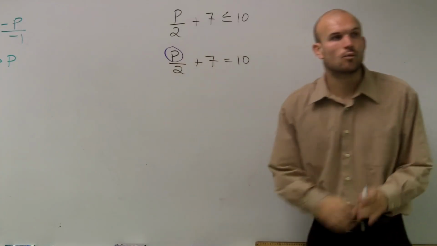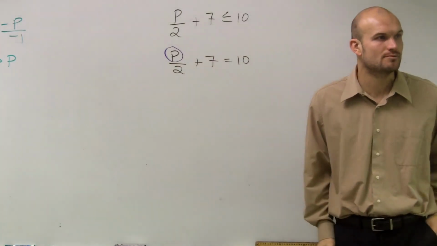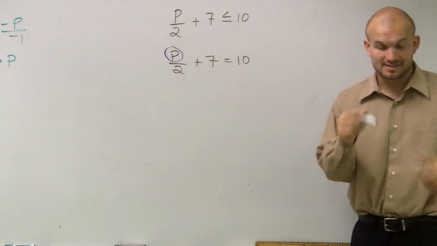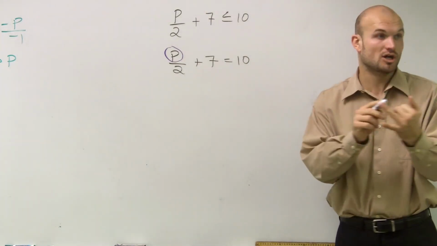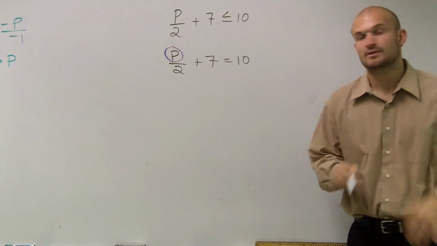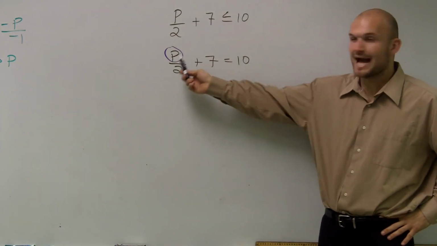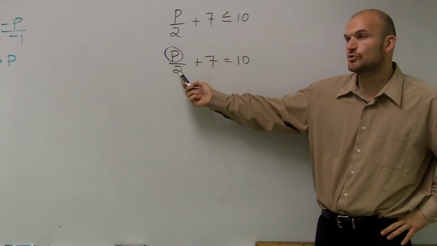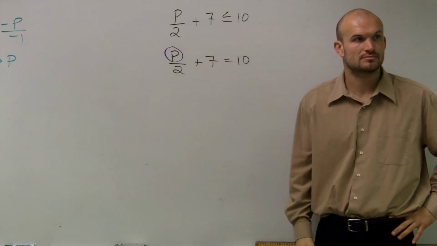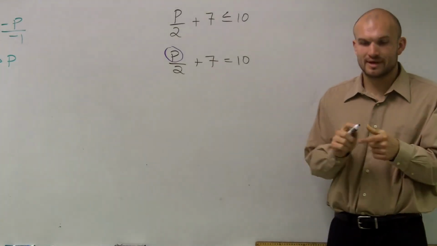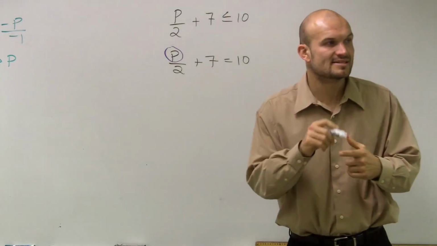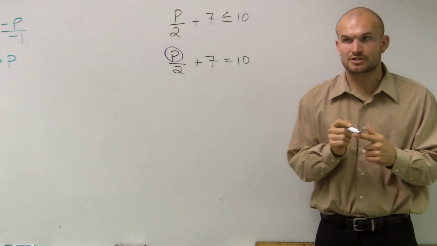Now, I need to know what my 2 and my 7 are doing to my variable. What operations? It's either adding, subtracting, multiplying, or dividing, right? So I look at this, and I say, well, 7 is adding to my variable, and the 2 is dividing my variable, right? So here's the first step: always undo addition and subtraction first.